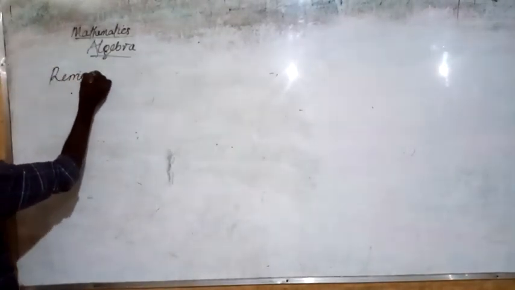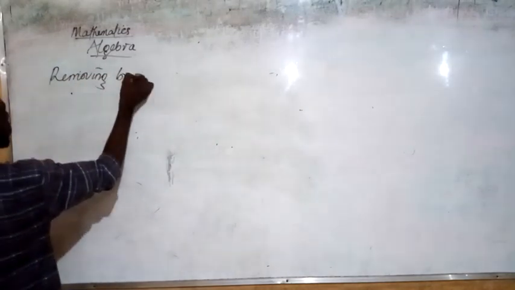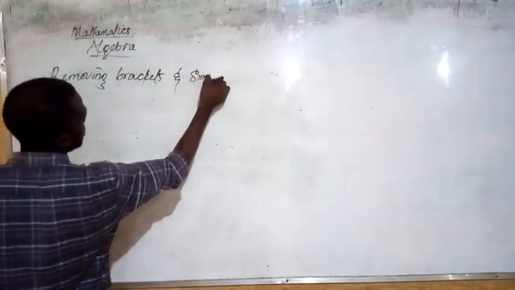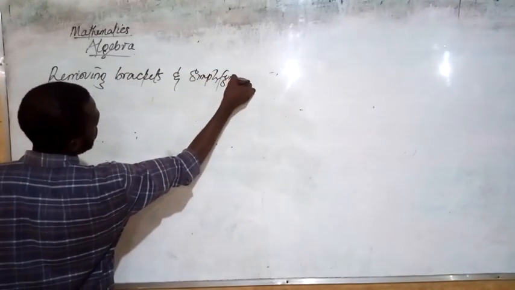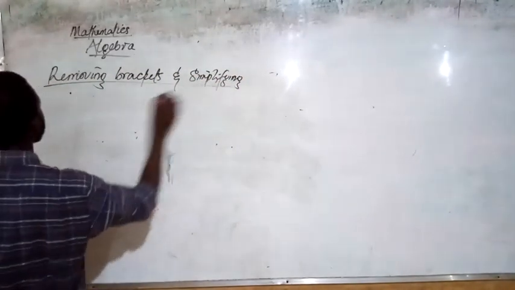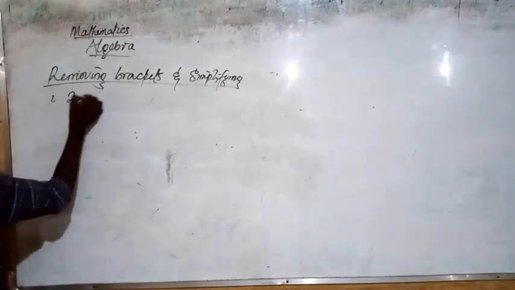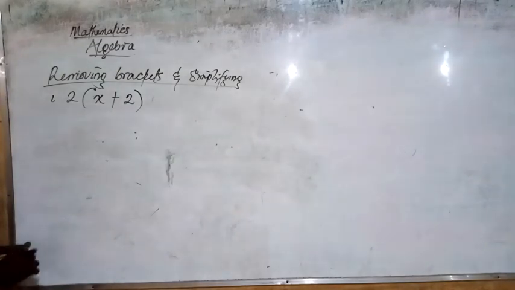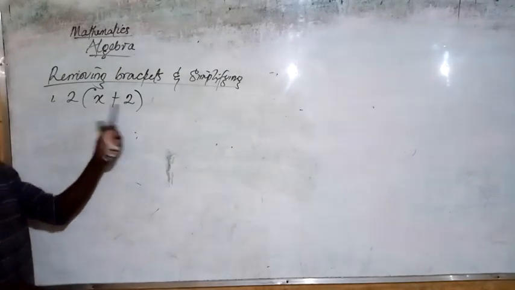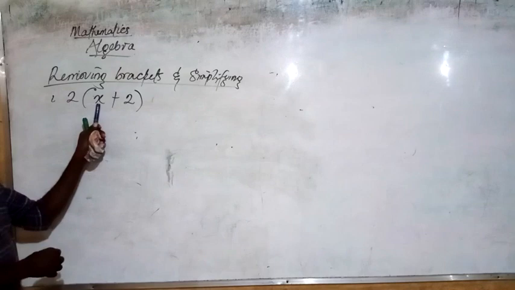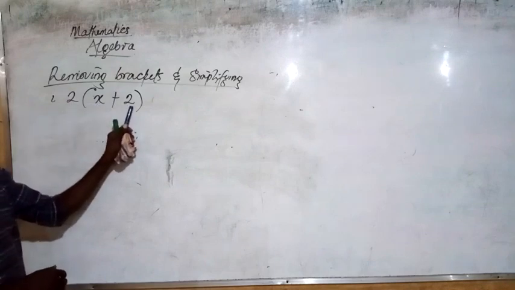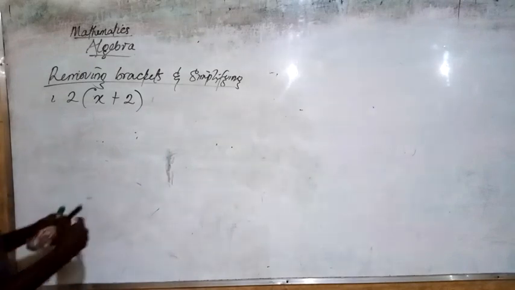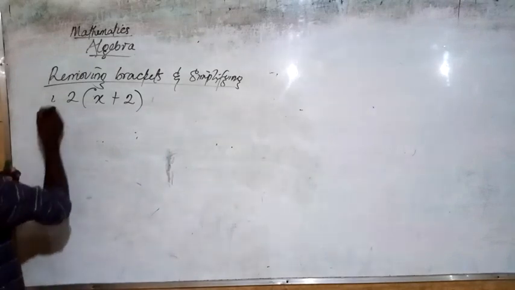Removing brackets and simplifying. If I have 2 into bracket x plus 2, for example. Now you see that x plus 2 cannot join because x is an algebra, 2 is a constant. So they don't mix, they are not the same, they are not alike, so they cannot join. So that is why this expression is valid.